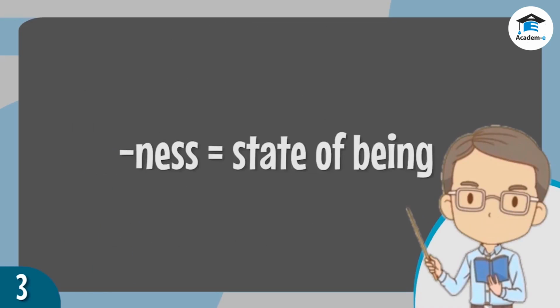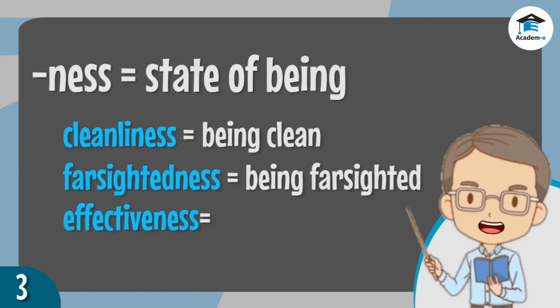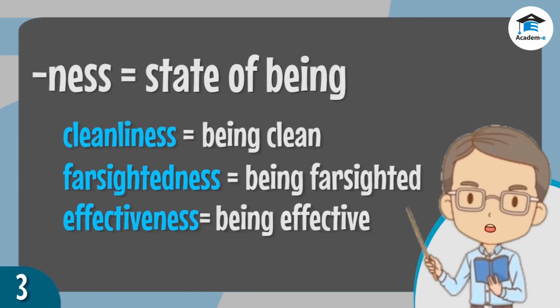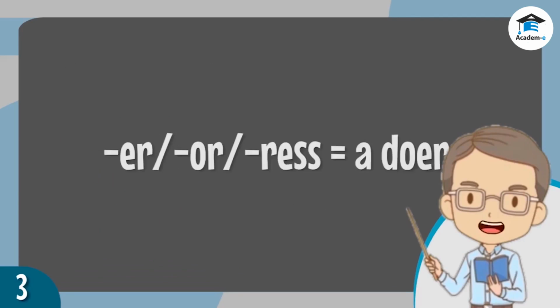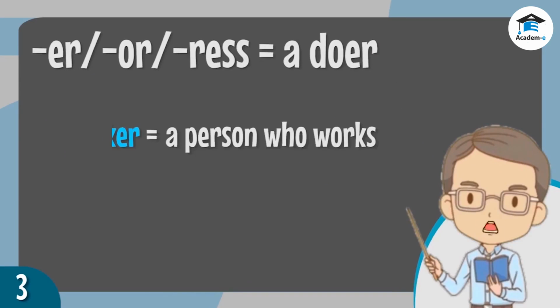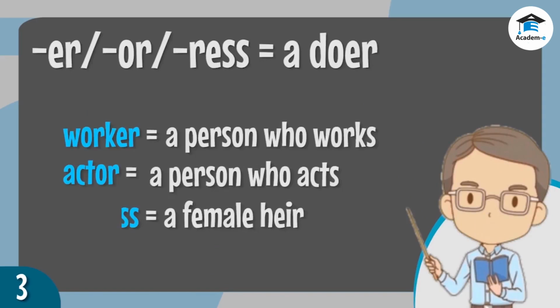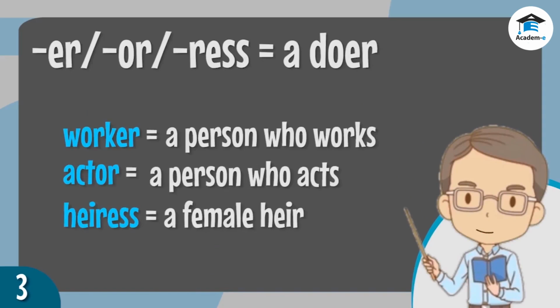Let us take a look at a third suffix. The suffix ness means to be in a state of being. In the words cleanliness, farsightedness, and effectiveness, the new meanings created by attaching the suffix ness are being clean, being farsighted, and being effective, respectively. Lastly, these three suffixes, er, or, and ress, refer to a person who does whatever the root word says. For example, a person who works is a worker, a person who acts is what we call an actor, and a female who is an heir to something is called an heiress.